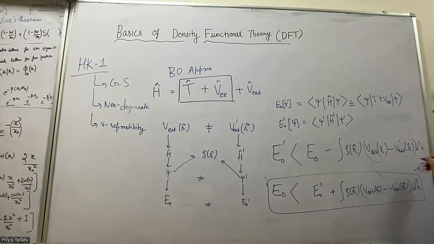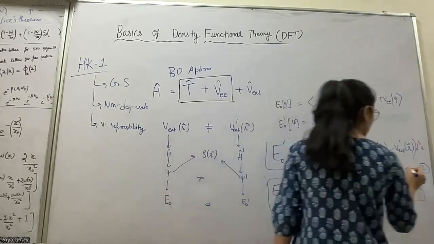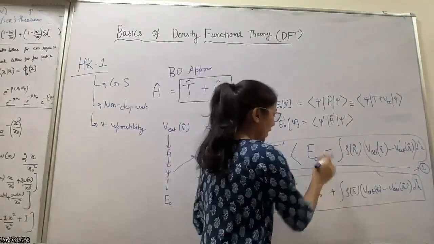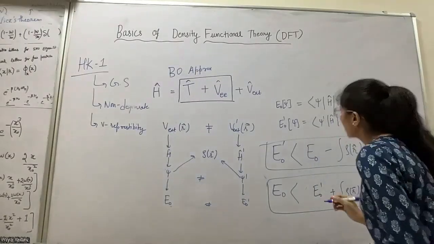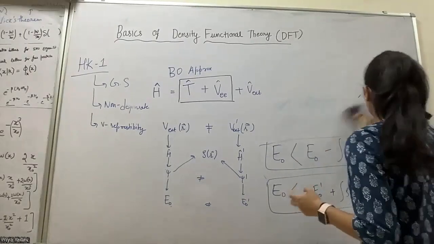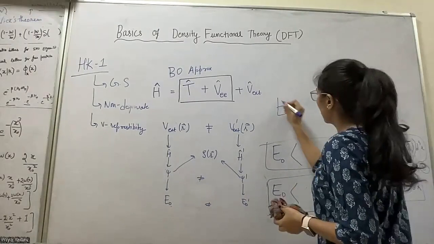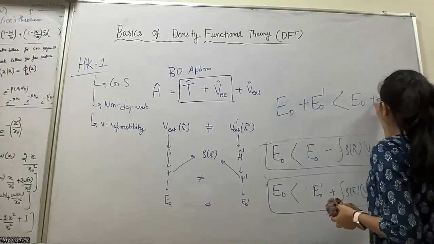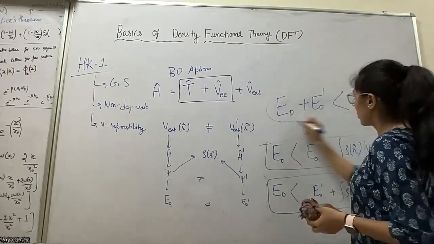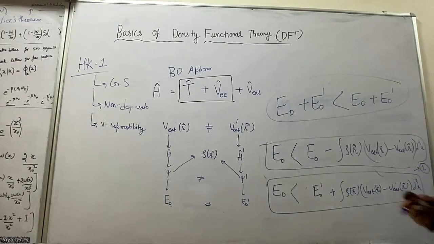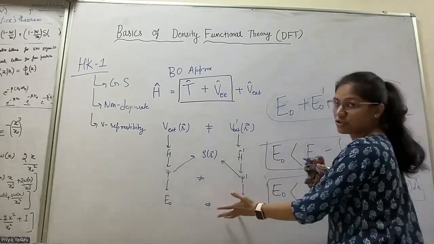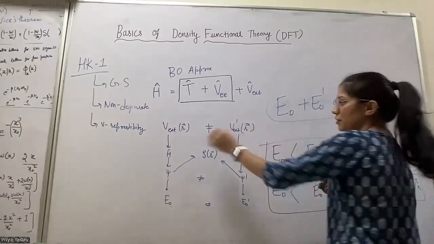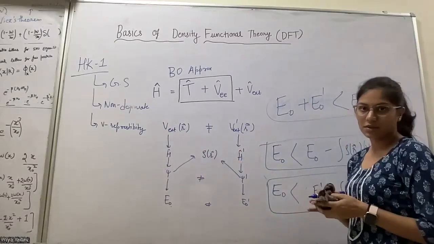If I add these two equations, this part will get cancelled out, and I'll be left with E0 plus E0 prime is less than E0 plus E0 prime. And this is not true. Hence our assumption was wrong: for two V externals which are different, I'll get different electron densities.